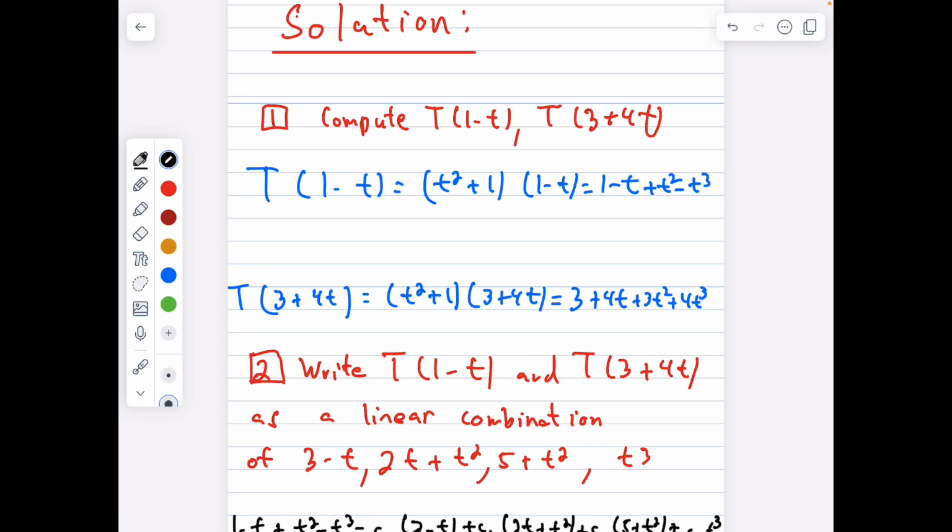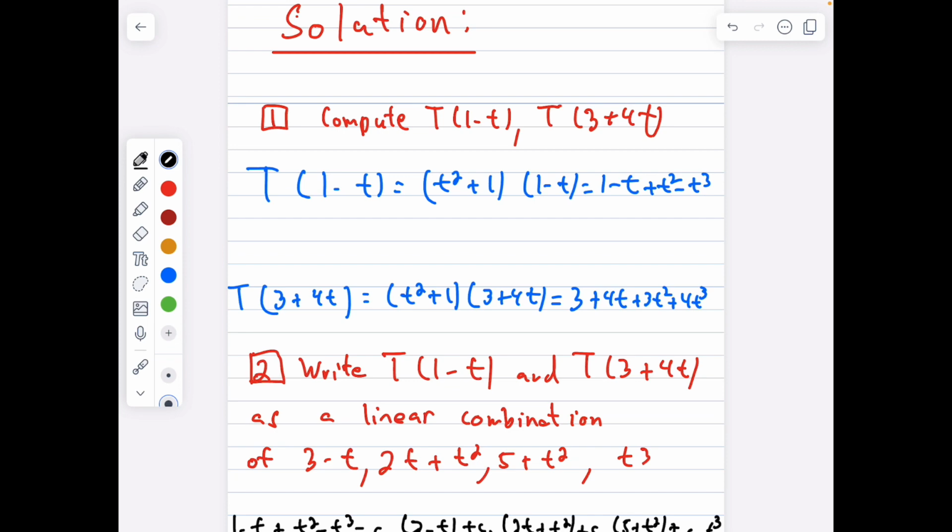If you plug 1 minus t into your transformation, you multiply 1 minus t by t squared plus 1. That comes out to be 1 minus t plus t squared minus t cubed. If you put 3 plus 4t into your transformation, it results in 3 plus 4t plus 3t squared plus 4t cubed. It's essentially just foiling here.